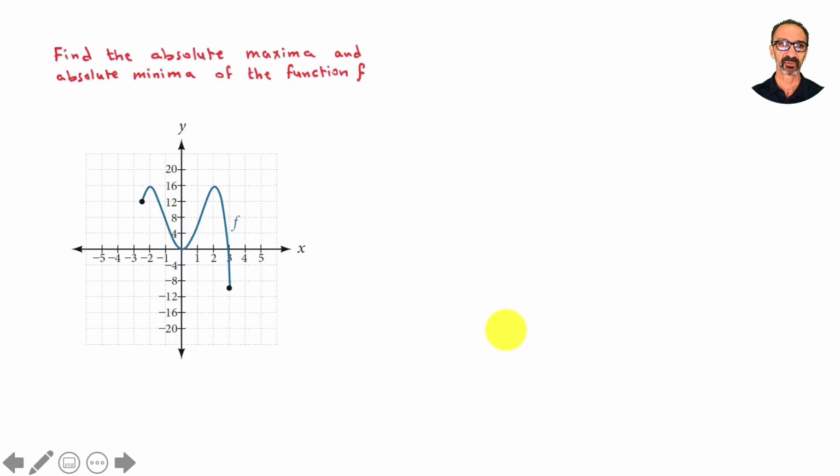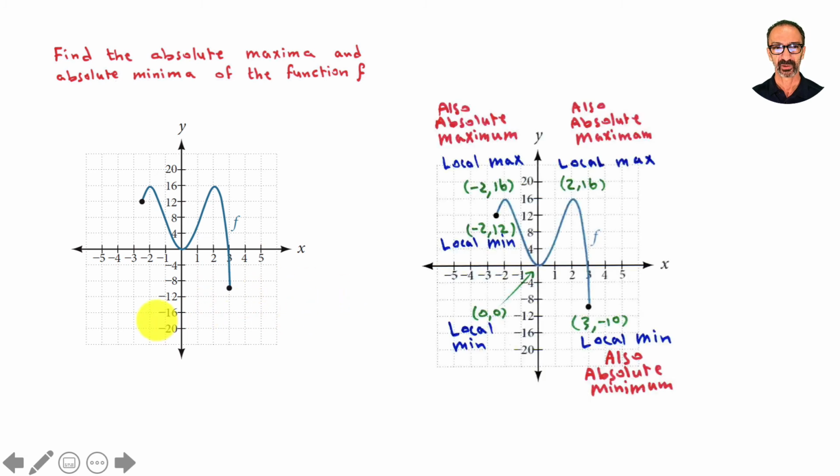Find absolute maximum and absolute minimum of the function f graphed right here. Notice we don't have arrows right here. It stops. Let me show it to you quick. This would be local min. This would be local min. This would be local min, local max, and local max. But since these are both at 16 and nothing above them, they could be also called absolute max.